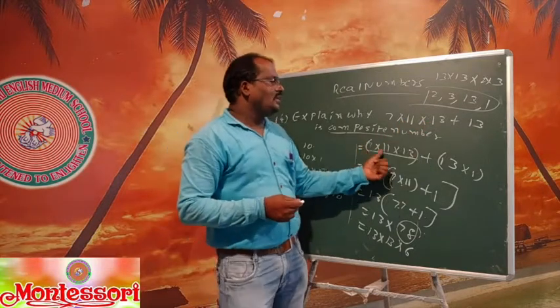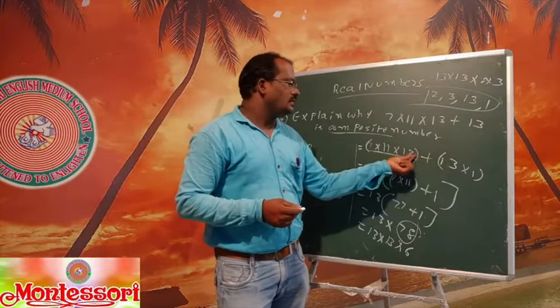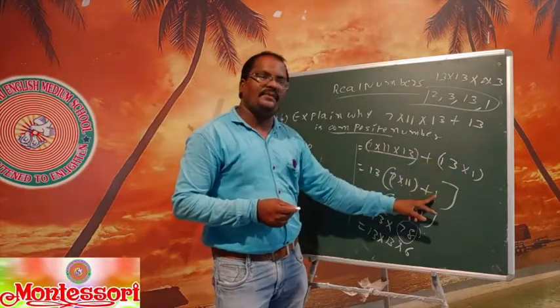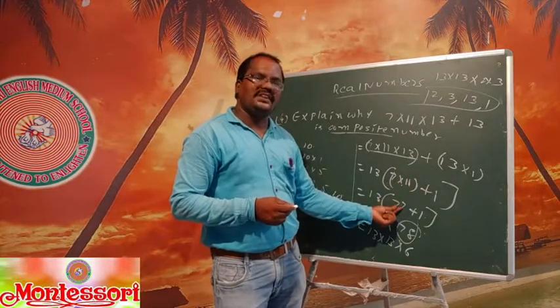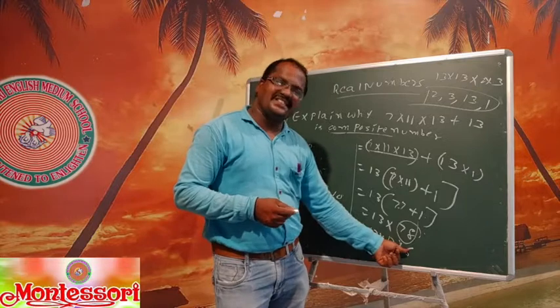First, 7 into 11 into 13 plus 13 into 1. First of all, in both we take the 13 common. 7 into 11 is left here, and 1 is left here. 7 11s are 77, plus 1 is 78. 78, how to write? 13 into 6.